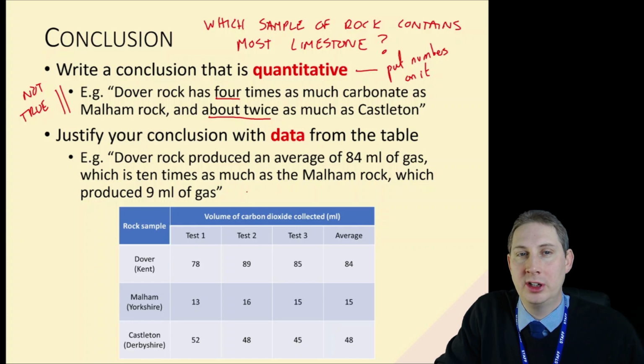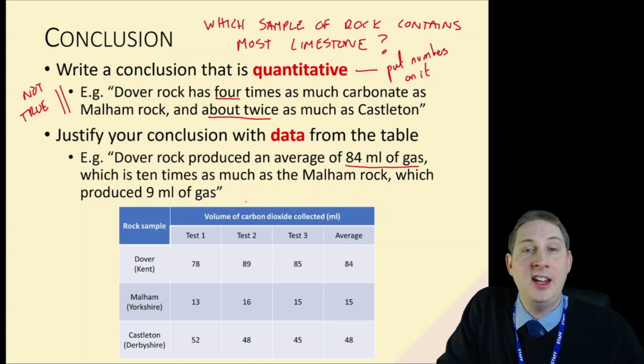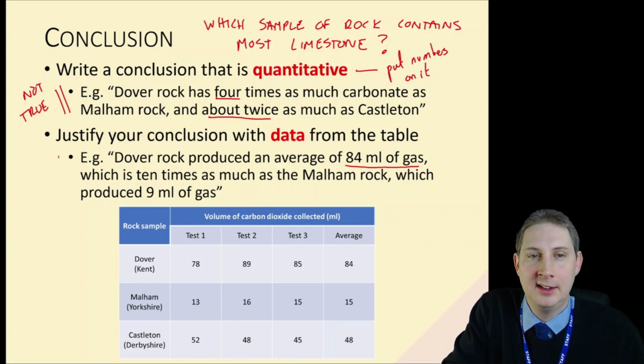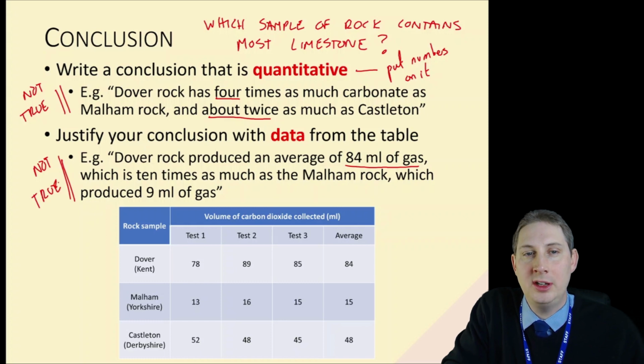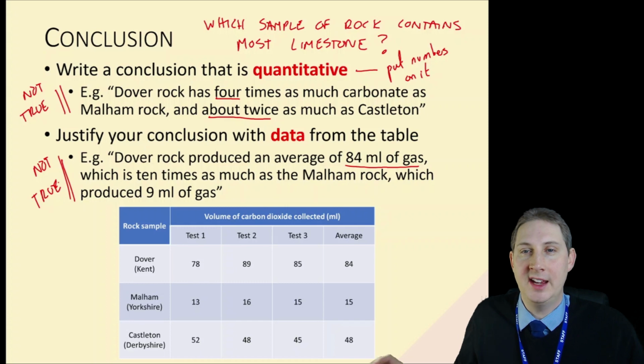So having written your conclusion, say, well, I know this because Dover rock produced an average of 84 mil of gas, which is 10 times as much as the Malham rock, which produced 9 mil of gas. Again, this is not true, but it's showing you the sort of thing that you've got to write. So using the data in your table, write yourself a quantitative conclusion, support it with data from the table.